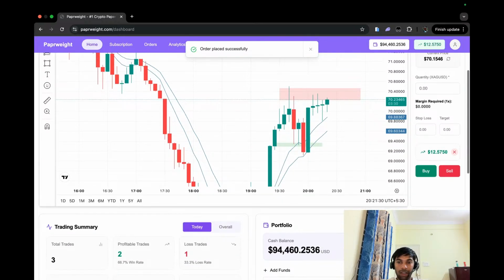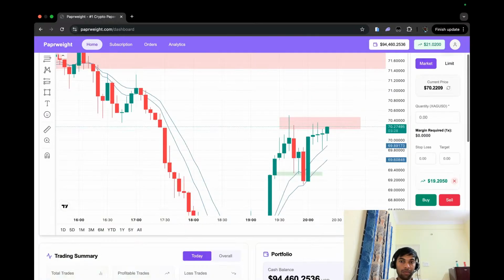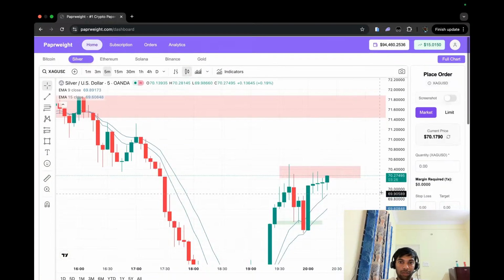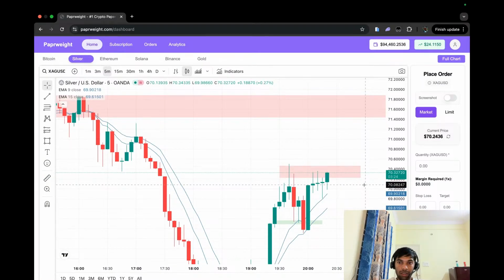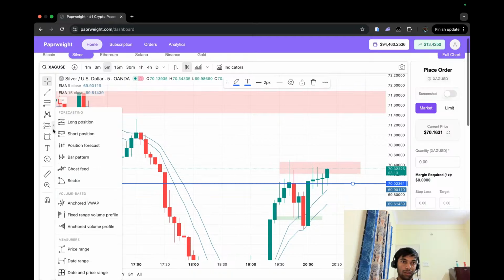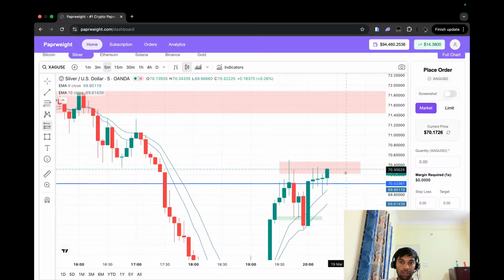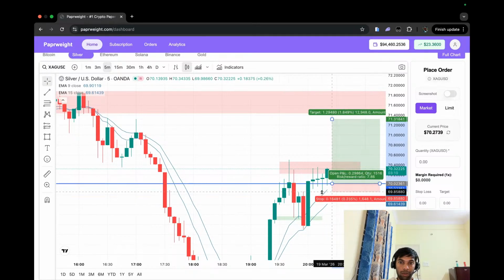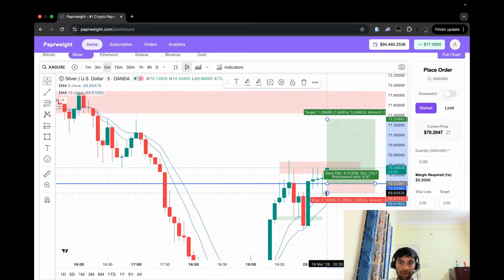Just bought at 100 again. 7002. 70 and 02 is somewhere here. Option H. It's a long position. 100 points will take $18 loss, which is the maximum loss that we can take, or $20 loss.